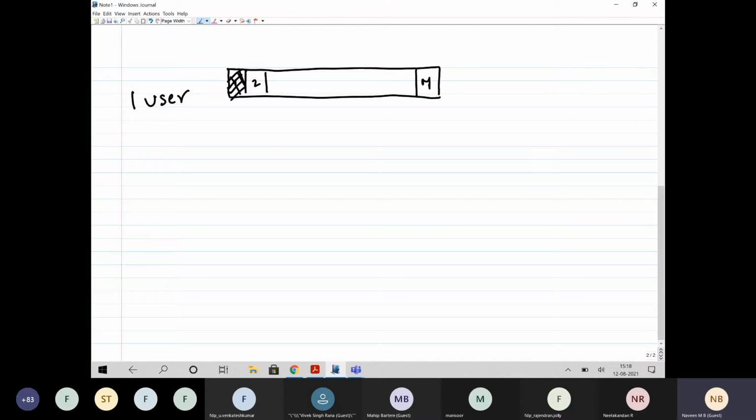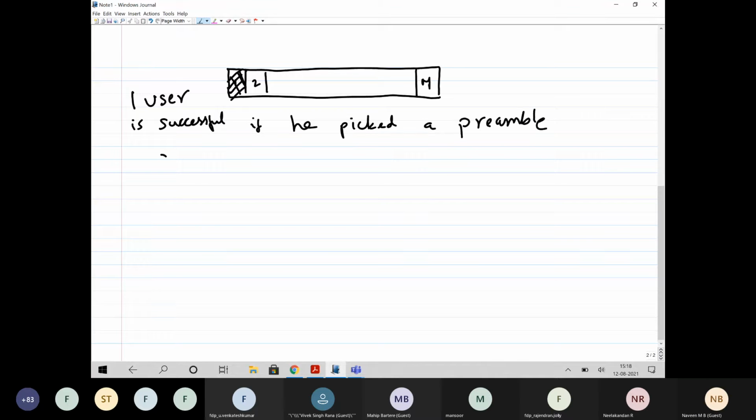So individual user success probability is basically like this. First user, second user, let's say again m users are there. I give this guy, he picked one preamble. Now, as long as these guys pick something different other than him, I'm just looking at one user now. I'm not looking at all users being successful. One user is successful if he picked a preamble different from all others, right? Then he will not collide with anyone.